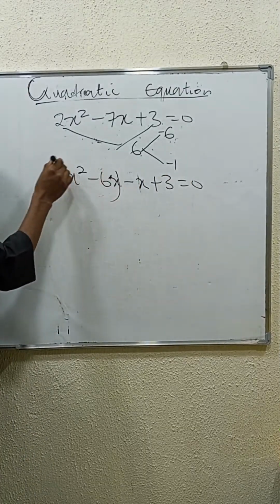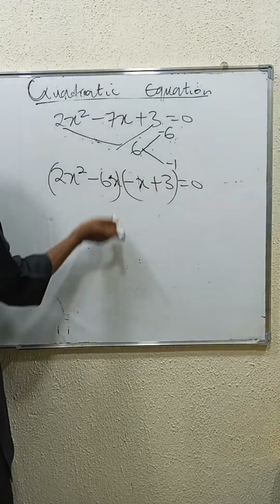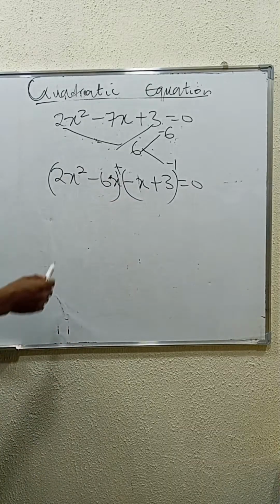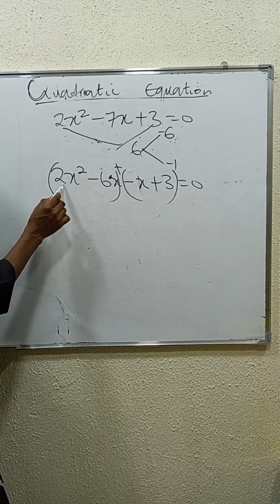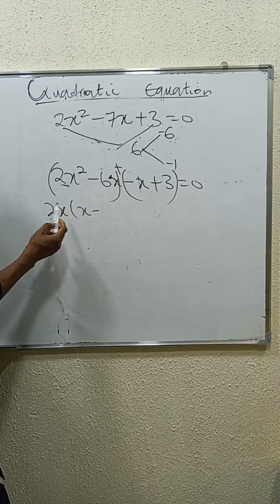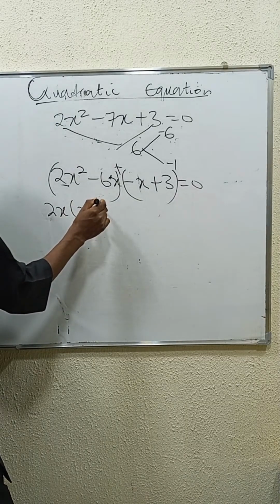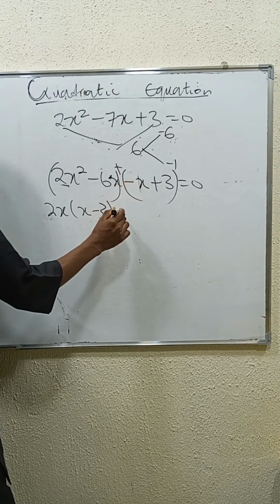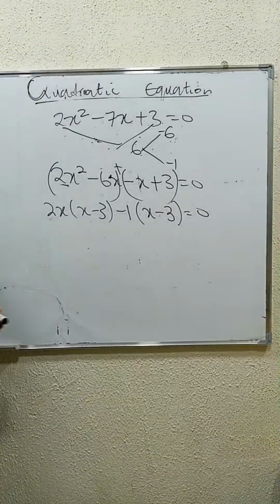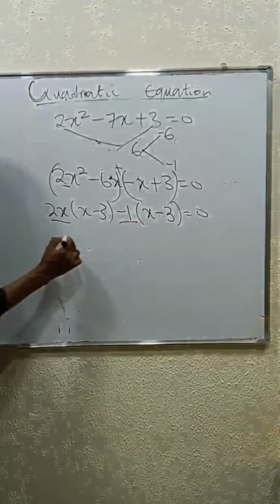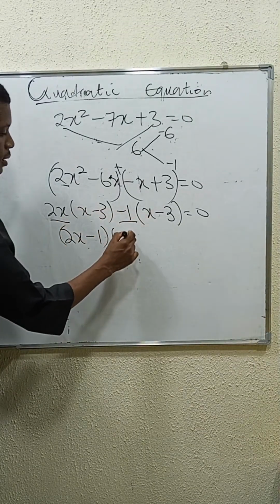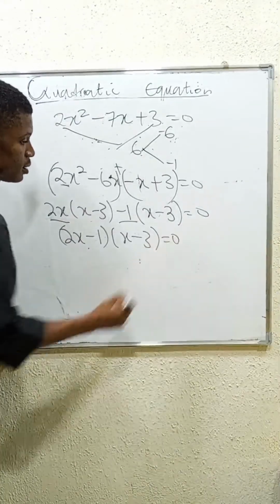You group the first two and group the last two. Then remember you put a positive sign so that this will not be multiplication. So you can now see that you factor the common term 2x. 2x is common here. You have x minus 3. Then you factor the common term minus 1. You are left with x minus 3, and that's 0. 2x and minus 1 will be a bracket, 2x minus 1. Then x minus 3 will be a bracket, and the product is 0.